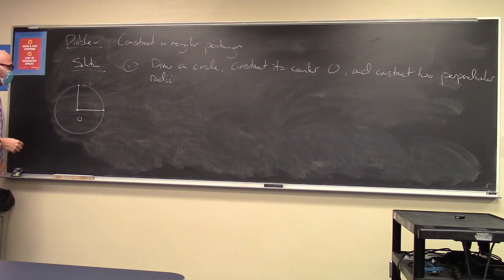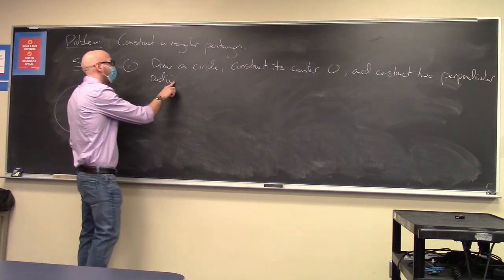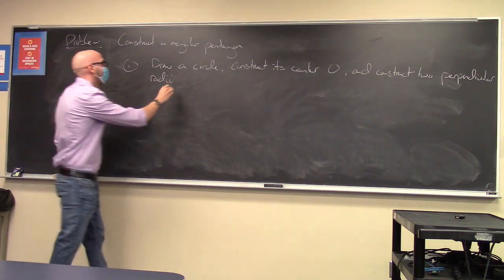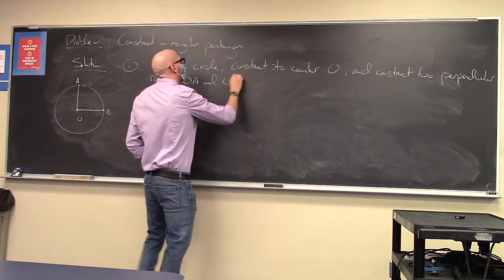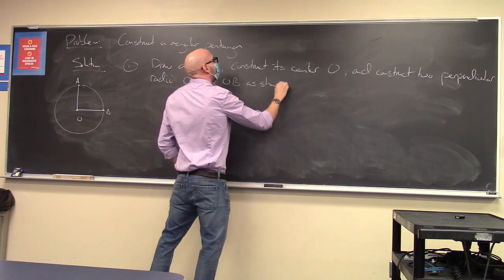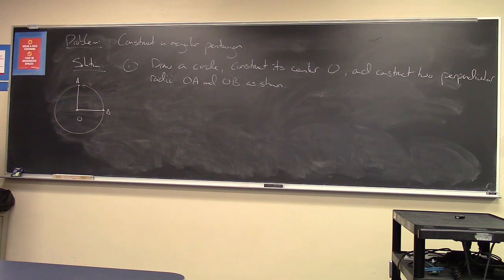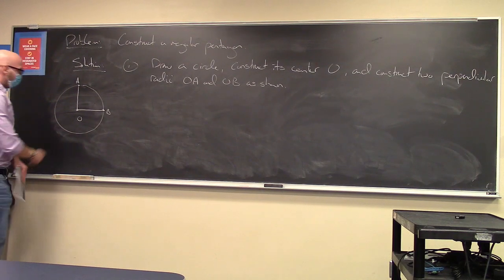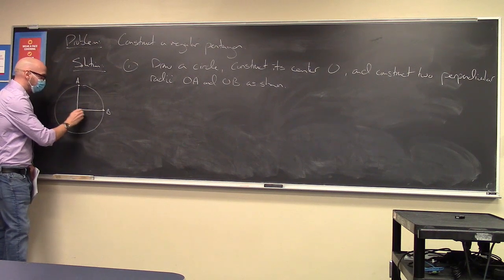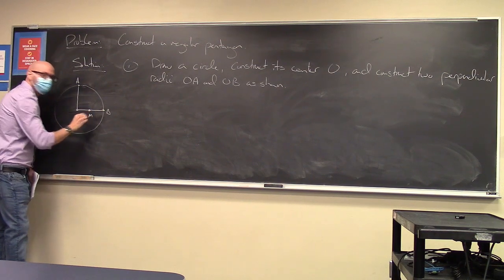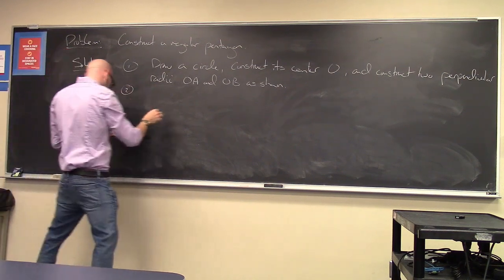So let's actually give these radii names. Construct two perpendicular radii, OA and OB, as shown. All right, what now? Now a lot of constructions start this way. Let's go into OB and construct its midpoint, M. So step 2 is construct the midpoint, M.